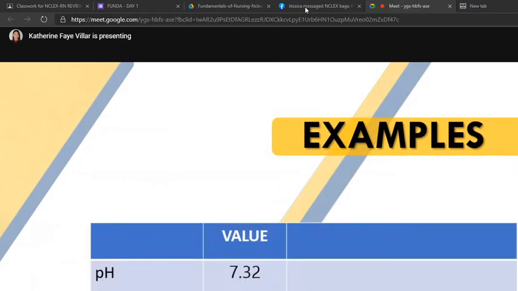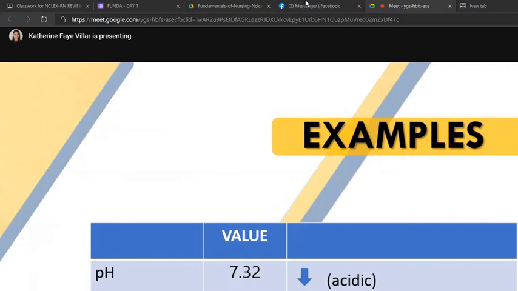So, bring out your notes, okay, and then take down po. So, pH of 7.32, what is the interpretation? Mababa ba siya or mataas? Arrow down, arrow up. Arrow down. Okay, PCO2 of 45, which gives a result or interpretation of acidic or alkaline. Acidic. Okay, acidic. Very good.